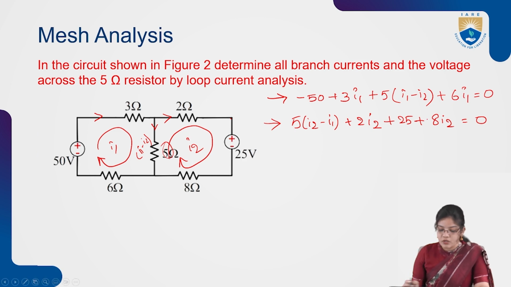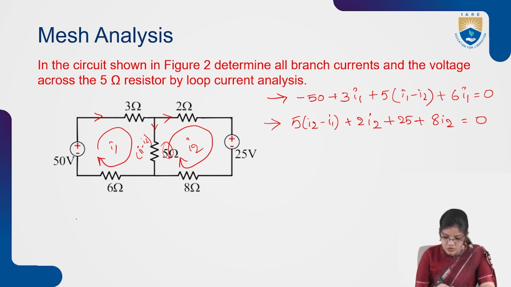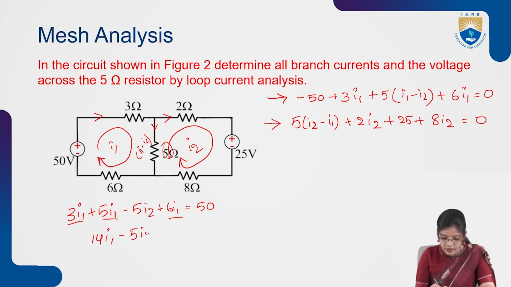and I2. After solving these equations, if I take the first equation, it will be 3I1 plus 5I1 minus 5I2 plus 6I1 equals 50. Now I am summing all the I1 values. So 3 plus 5 plus 6 is 14. So here it will be 14 I1 minus 5 I2 equals 50. This will become equation 1.